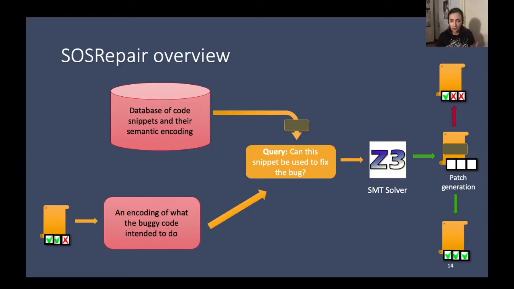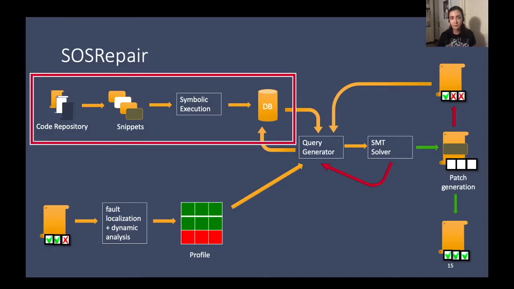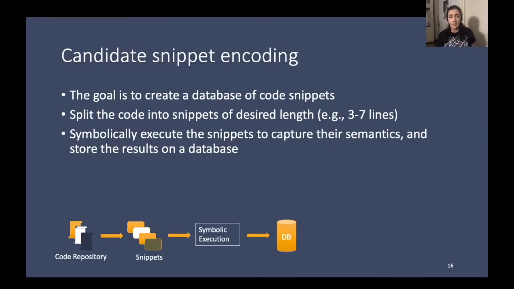So this is a very high-level description of how SOSRepair works, but in more detail, SOSRepair looks like this. I am going to walk you through these steps one by one. I will first start with the candidate snippet encoding step. The goal of this step is to create a database of code snippets. For this purpose, we take a code repository, which can include code from the same code base as the program that we are trying to fix, and we split the code into snippets of desired length, let's say 3 to 7 lines of code.